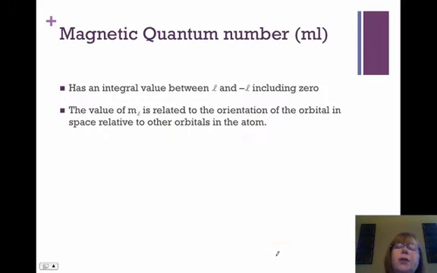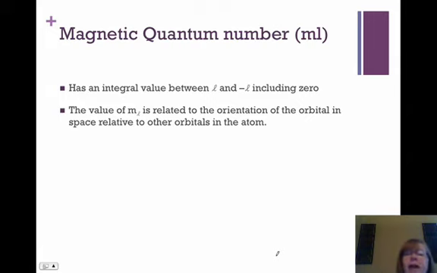Okay, well those are 2 quantum numbers. We have the n, the 1, 2, 3, 4. We have the value of l, the s, p, d, and f. And now we have something called the magnetic quantum number, or m sub l. And it has a value that depends on the value of l. And it can be between l all the way through negative l. And that's going to include 0.